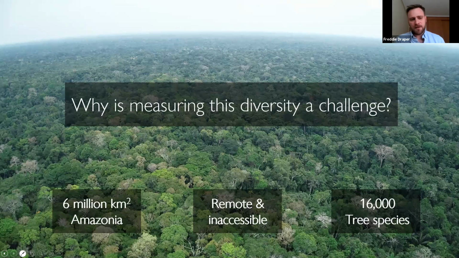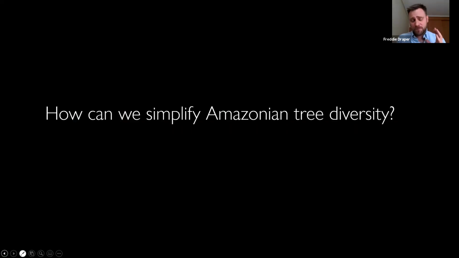It's about 6 million square kilometers. Much of this area is remote and inaccessible, and it's also hyper diverse. So we think there's at least 16,000 species of tree above 10 centimeters in size. So super diverse, really big, and hard to get there. So I'm interested in how we can try and simplify this complexity of diversity. So that's, I guess, one of the primary questions that drives some of the thinking here.